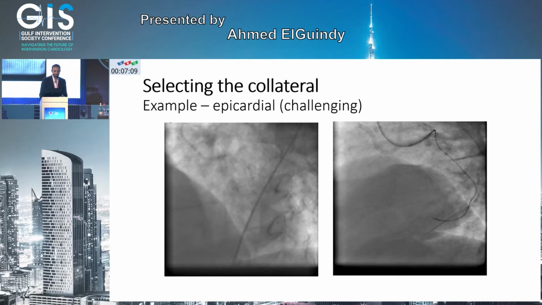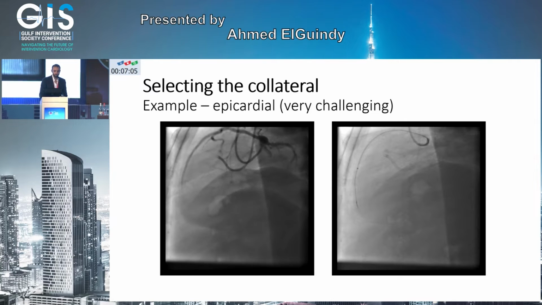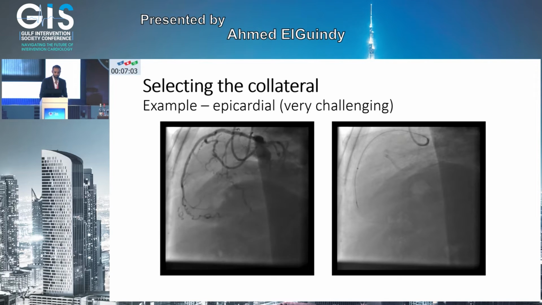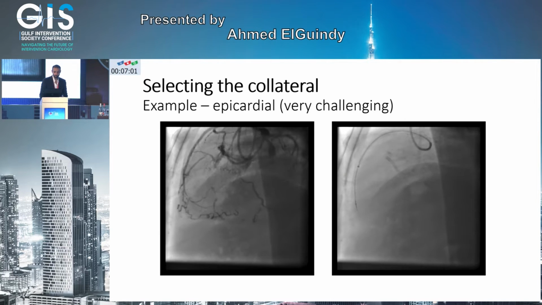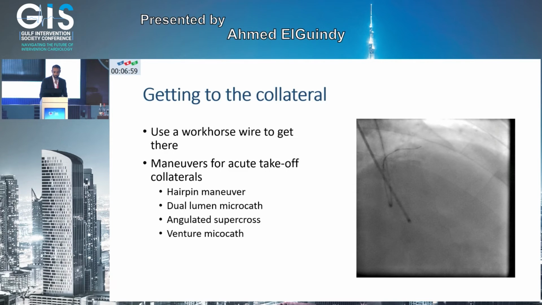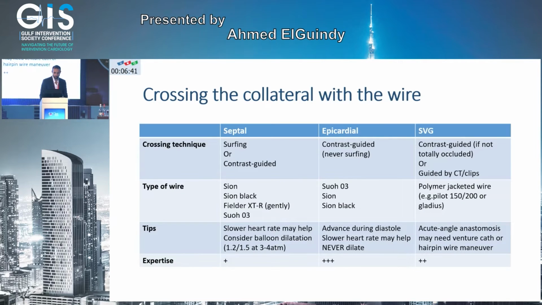but they can also be very challenging, with a lot of high-frequency undulations and tortuosity. So you want to get to the collateral with a workhorse wire because you don't want to ruin the tip of your collateral crossing wire. And there are different maneuvers for difficult collaterals or difficult septals to engage.